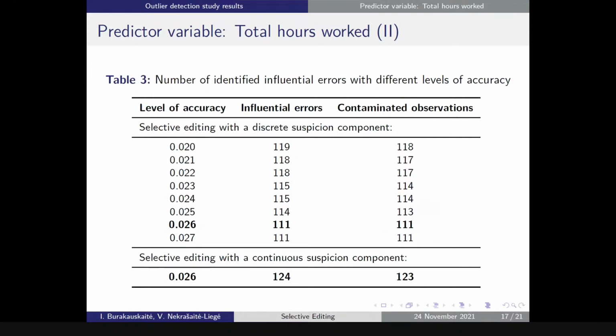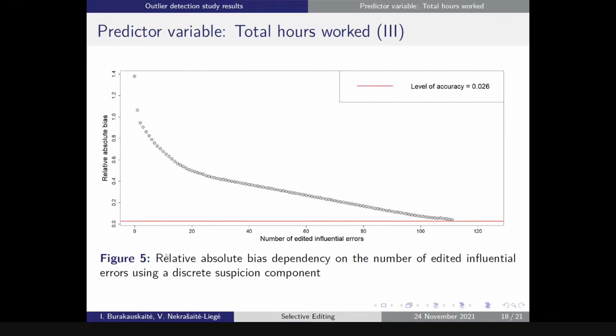Again, selective editing was applied with different levels of accuracy, and this time the level of accuracy for the further study was chosen to be 0.026. That is bigger than with the previous example, and this shows that while using turnover from VAT declarations as our predictor variable, we could achieve higher quality sample estimates. Relative absolute bias was again calculated after every edit.